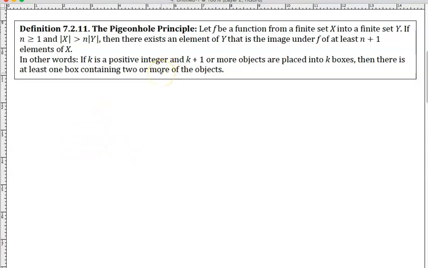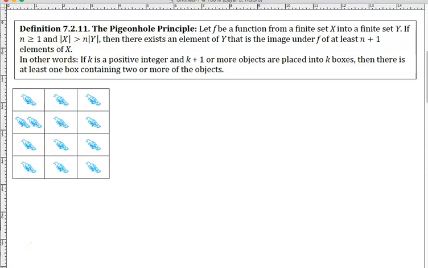But we can connect it with the functions that we've talked about to see how they're related. So we're going to say let f be a function from a finite set x into a finite set y. If n is bigger than or equal to 1, and the cardinality of x is bigger than n times the cardinality of y, meaning that x has more elements than y does, then there exists an element of y that is the image under f of at least n plus 1 elements of x. In other words, if k is a positive integer and k plus 1 or more objects are placed into k boxes, then there's at least one box containing 2 or more of the objects.